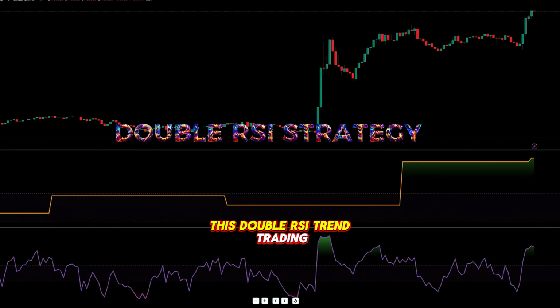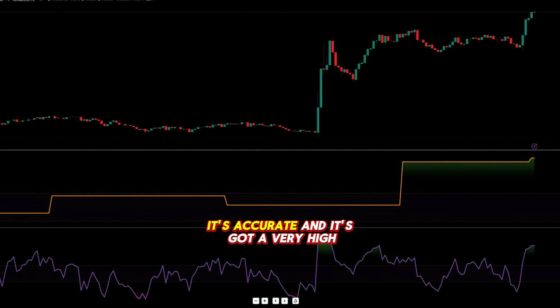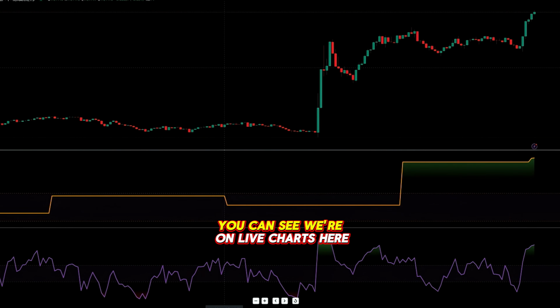This double RSI trend trading strategy is very good for day traders. It's accurate and it's got a very high win rate. I'm going to go straight into the settings and then I will show you live entries. You can see we're on live charts here.